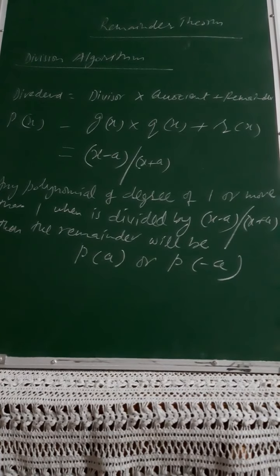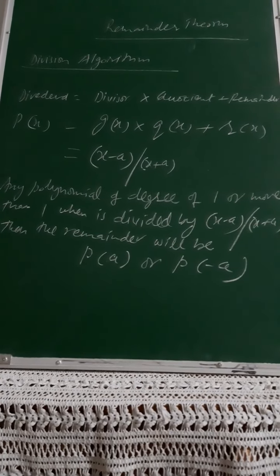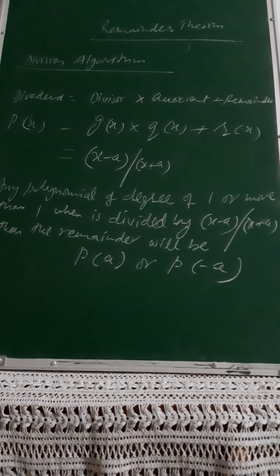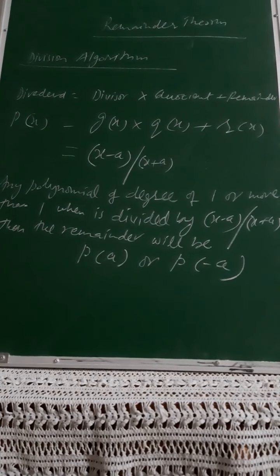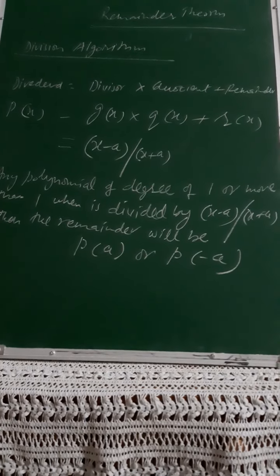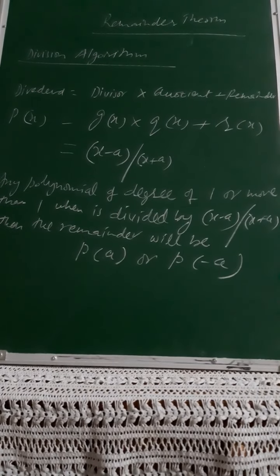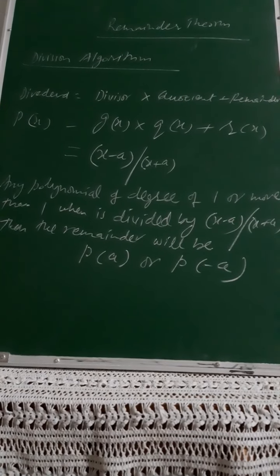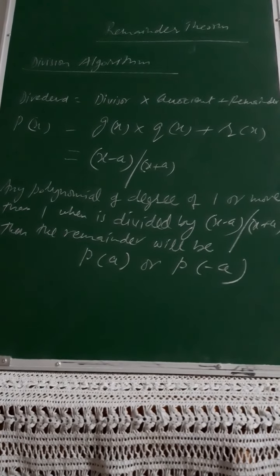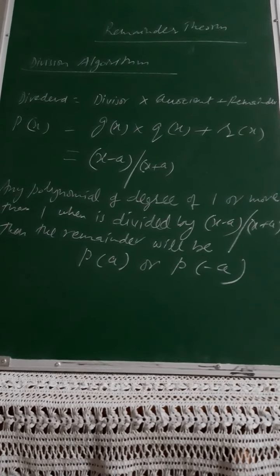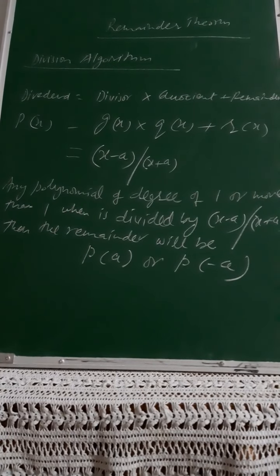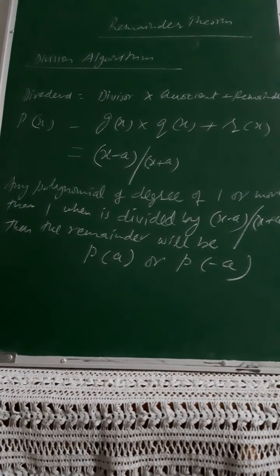I will make it very clear to you right now why this is p(a), why this is p(minus a). And what is the advantage then? And what is the use of this discussion? You see, if you speak from your previous class's point of view, what happens if we have to find the remainder of any division question? We have to go for long division. And that is the possibility here: I need not go for long division. In such questions, I can directly apply the remainder theorem to get the remainder. How? And see the advantage of this.